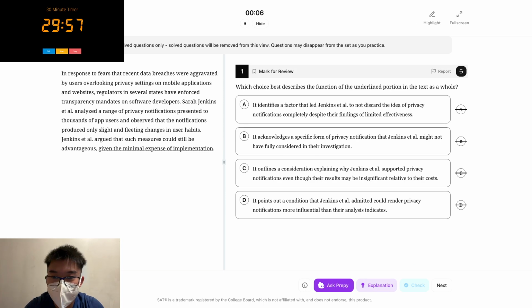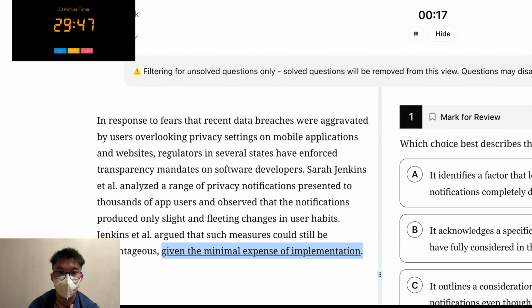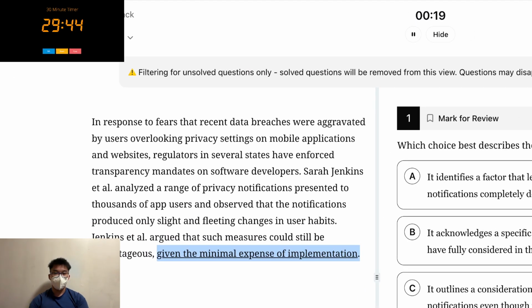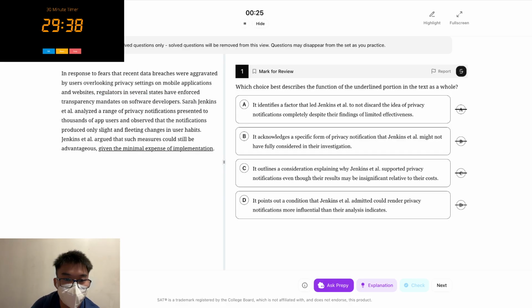Cool. Okay, let's go. Best describe the function of the underlined portion as a whole. So we're gonna look at the underlined portion, obviously, and how it relates back to the text. In response, fear the reason for breach, aggregate privacy, type of privacy, mobile application, website regulating, enforcing it.